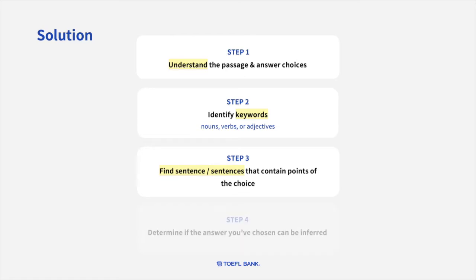And finally, determine if the answer you've chosen can be inferred according to the passage and the question points we discussed earlier. If you understood the passage fully, you'll be able to quickly figure out easy incorrect answer choices without going through all these steps. So to save your precious time, try to understand the passage before solving the question.